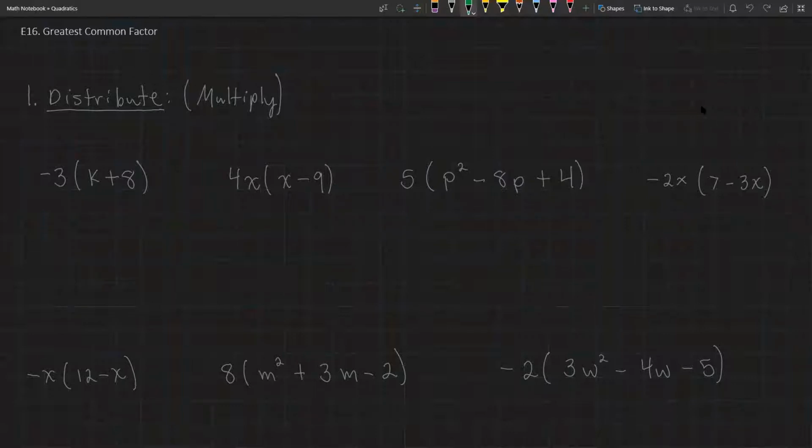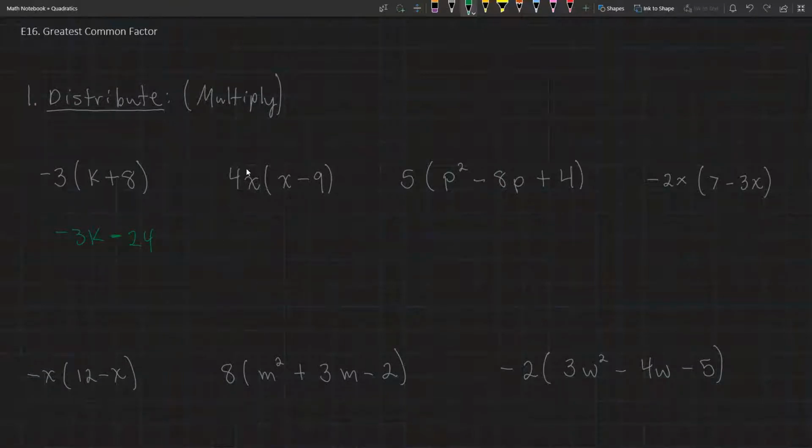So go ahead and try them out if you would like to. Otherwise, let's check them together now. So remember, this first expression implies that the -3 is multiplied. Distribute means multiplied by each term inside, all right? So the first term would be -3 times k, represented as -3k, and -3 times +8. Be careful, the symbol is -24. And that is the distributive form of this factored form.